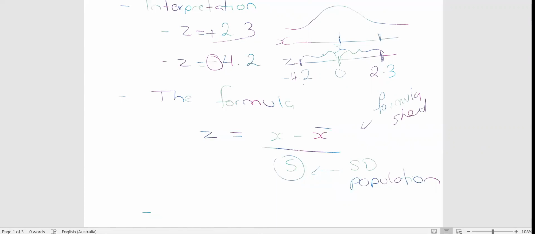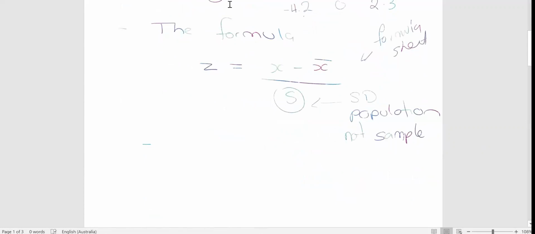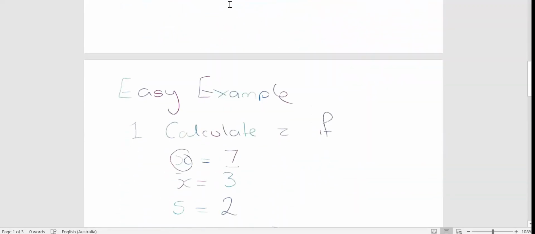So here we have z is equal to x minus x bar, which we know is the mean, divided by s. S here is the standard deviation of the population, not sample, okay? There's a difference between the sample standard deviation and the population standard deviation. So let's take a look at actually calculating this. There's two types of examples that we're going to go through in this video. The first one is an easy example.